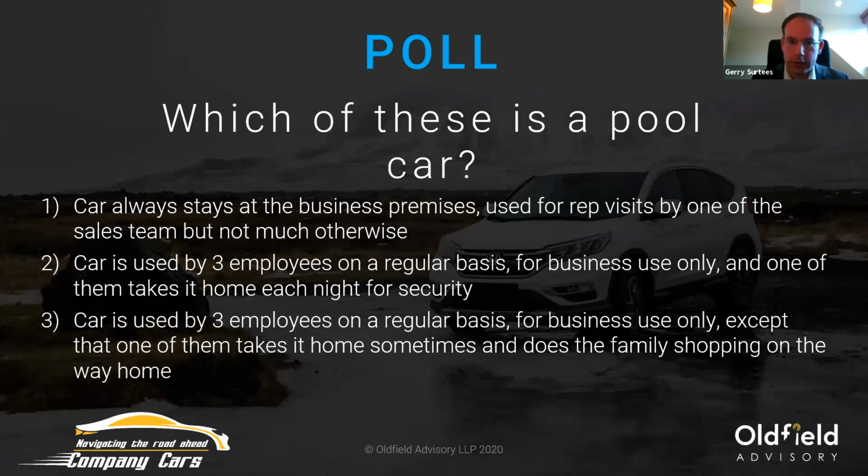Okay, so I don't know whether you can see the results or not, but it looks to me like most people have selected the first option. Over half have said that the first option is a pool car. And then there's some that have selected some of the other options. So it's a bit of a trick question, I'm afraid. The real answer is that actually none of them qualify as a pool car. And it just goes to show how difficult it is to get this right.